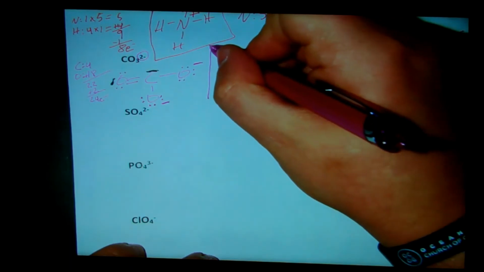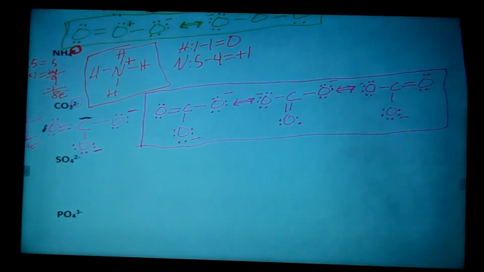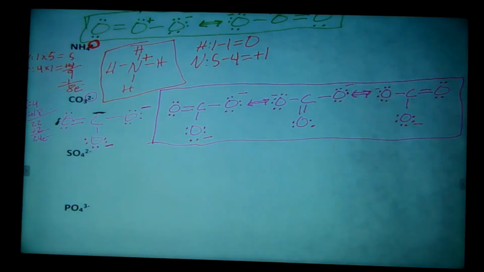Looks good. So here is my answer. And you must have all 3 of these drawn in there. If you don't have all 3, then you are wrong.